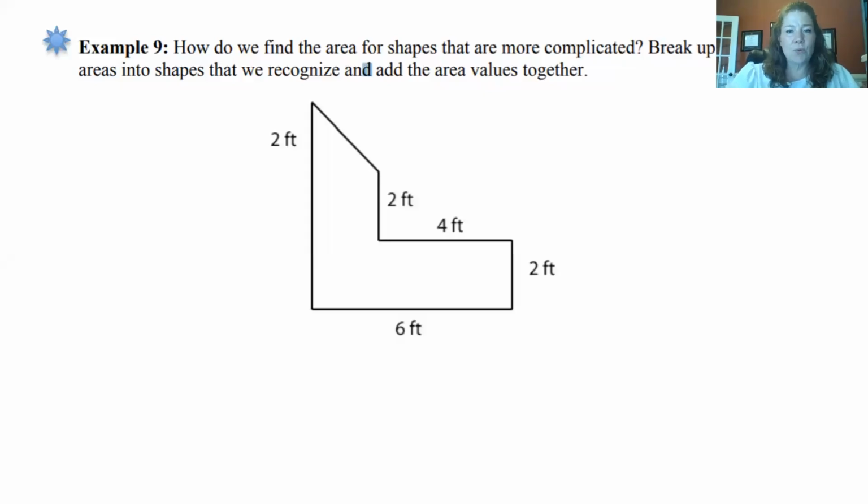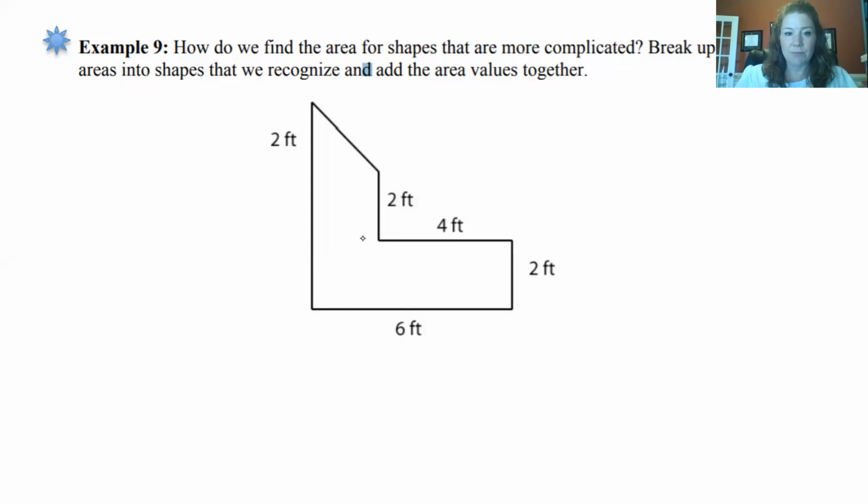All right, guys, so we are on example 9. How do we find the area for shapes that are more complicated? Break up the areas into shapes that we would recognize and add the area values together. All right, so we have this strange object. So we could cut this into sections.